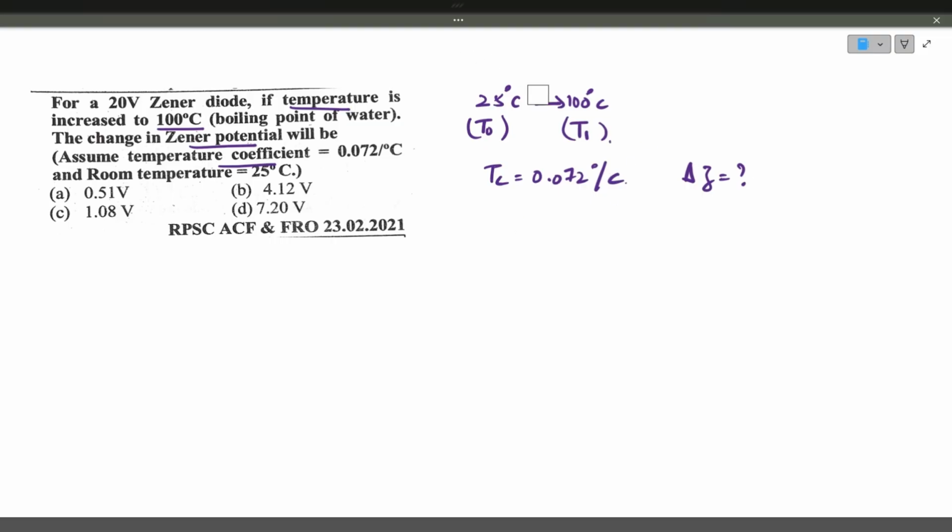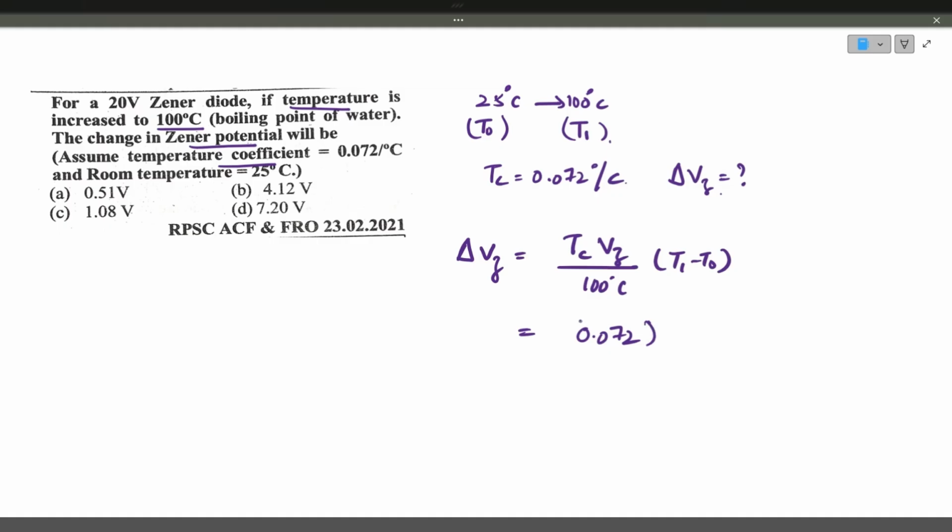Delta Vz. So we'll see the formula: delta Vz, the change in the Zener voltage, is equal to the temperature coefficient multiplied by the Zener voltage divided by 100 degrees centigrade, multiplied by T1 minus T0. This is equal to 0.072 multiplied by Vz, which is given as 20 volts in the question, divided by 100, multiplied by 100 minus the original temperature, 25. If you calculate this, it will come to around 1.08 volts. So the answer is approximate.